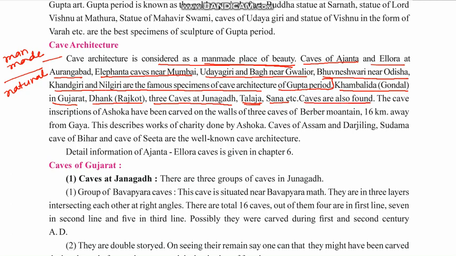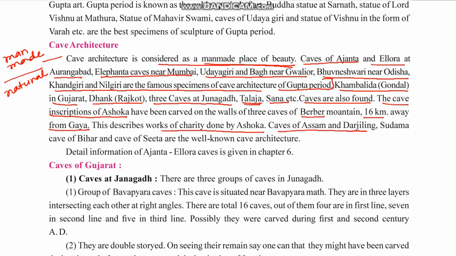The cave inscriptions of Ashoka have been carved on the walls of three caves of the Barabar mountain. Even in the caves the messages or inscriptions of Ashoka are found, so we can know that the message of Ashoka was spread to very wide areas. It is 16 kilometers away from Gaya, that is Bodh Gaya, Bihar. This inscription work was done by Ashoka as a part of charity, as a part of the spread of the religion.